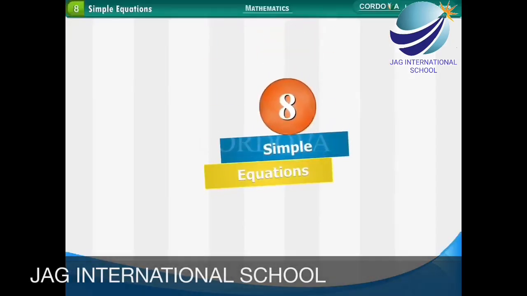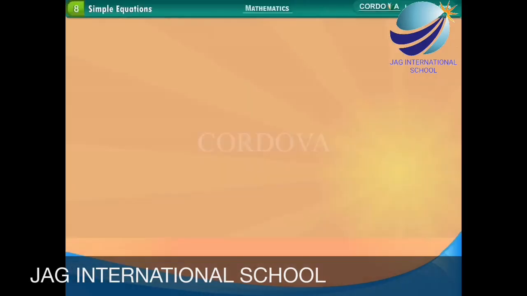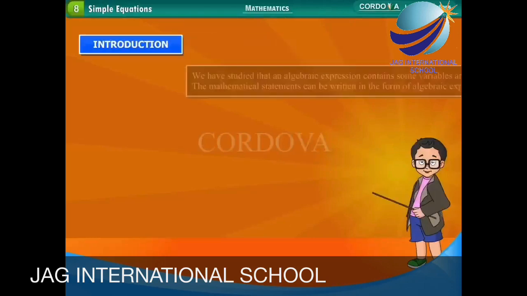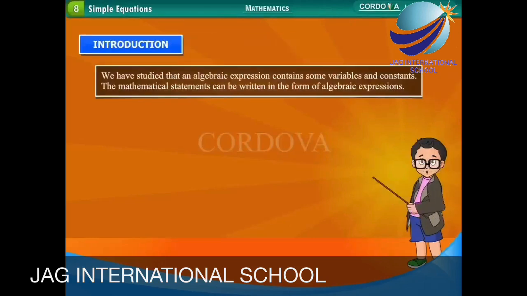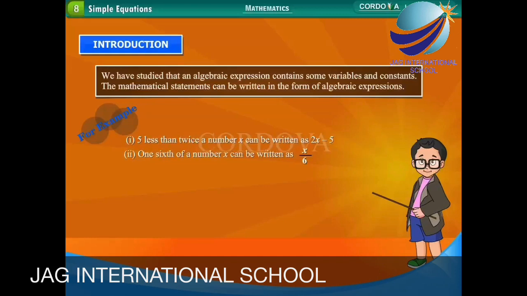Chapter 8. Simple Equations. Introduction. We have studied that an algebraic expression contains some variables and constants. The mathematical statements can be written in the form of algebraic expressions. For example, 5 less than twice a number x can be written as 2x minus 5. 1/6 of a number x can be written as x upon 6.